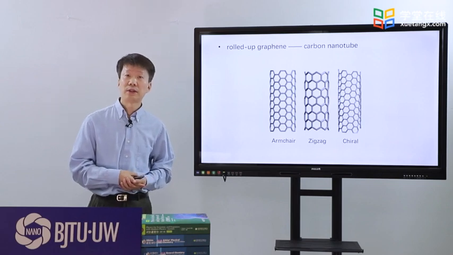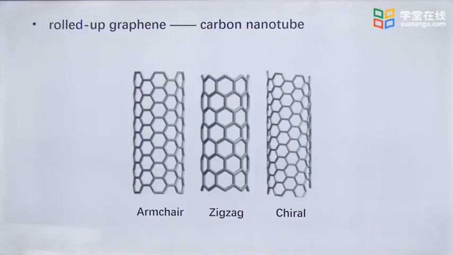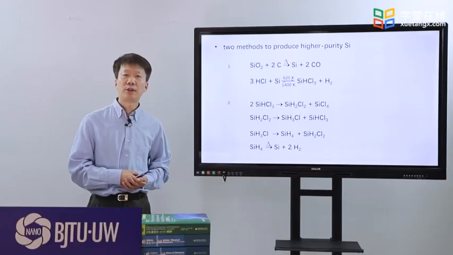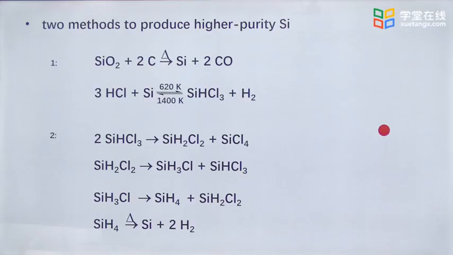Carbon nanotube can be viewed as rolled up graphene. The 3 different chemical structures shown here result in different semiconducting properties. Chemically derived carbon nanotubes have many applications in device fabrication. Higher purity of silicon means higher efficiency of the corresponding devices. There are 2 main methods to purify silicon chemically. See the slide. Trichlorosilane is the key intermediate in both methods.